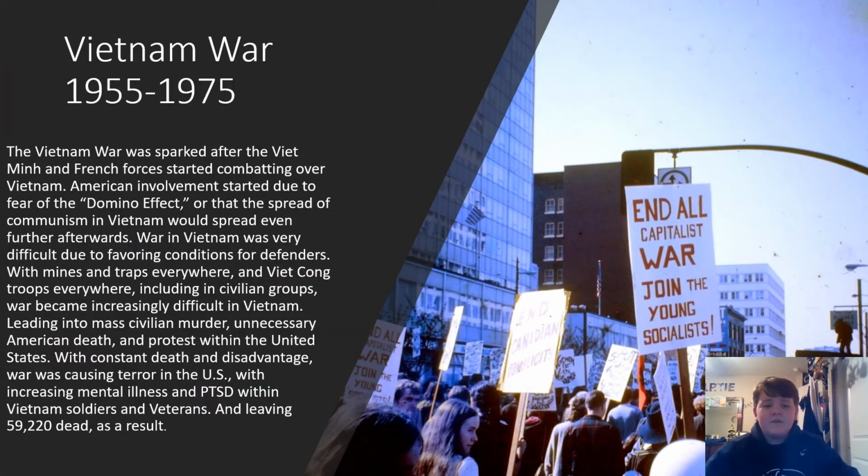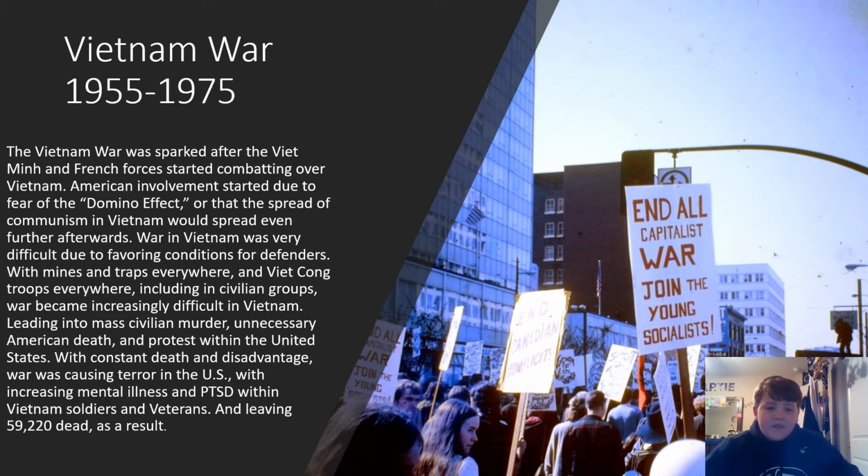The second war, the Vietnam War. The Vietnam War was sparked after the Viet Minh forces and French forces were combating over Vietnam. The American involvement only began due to the fear of a domino effect of communism, which was pretty much communism spreading after communism spreads to Vietnam.